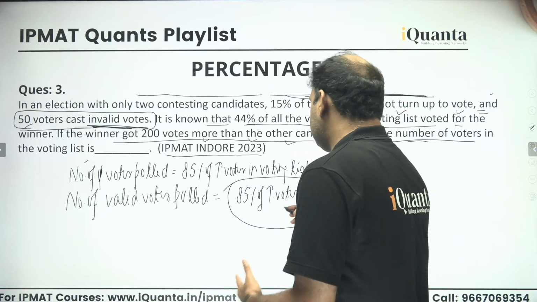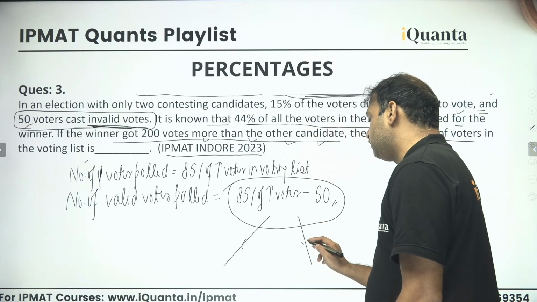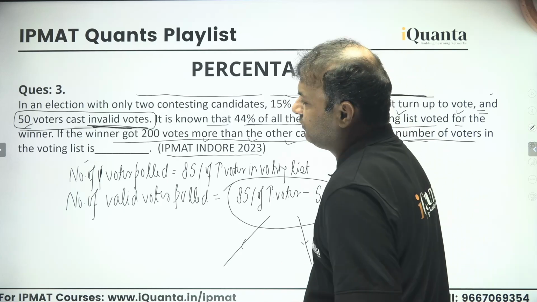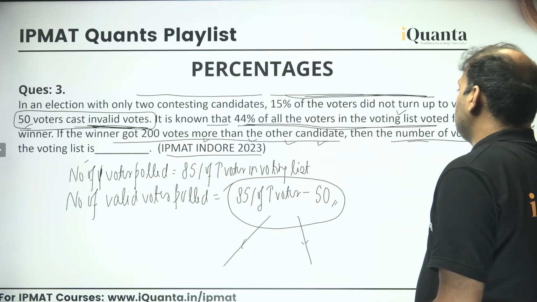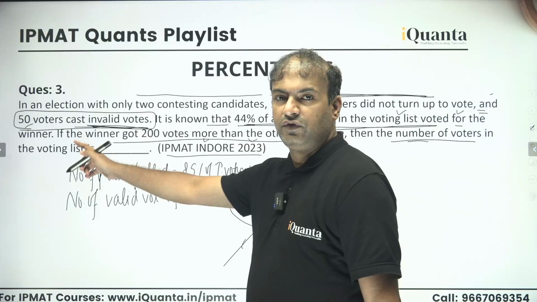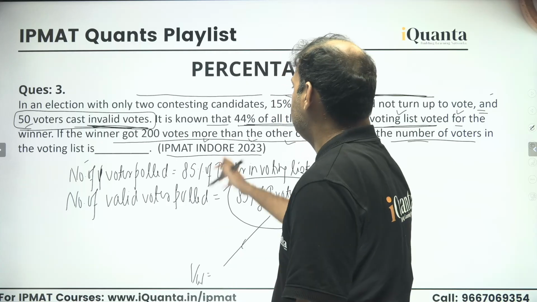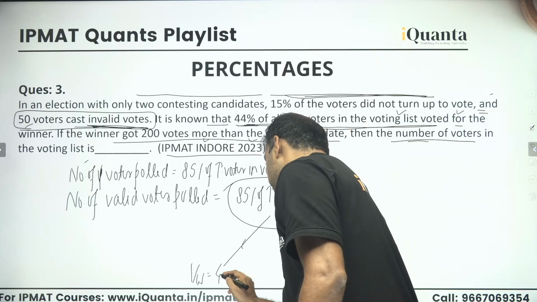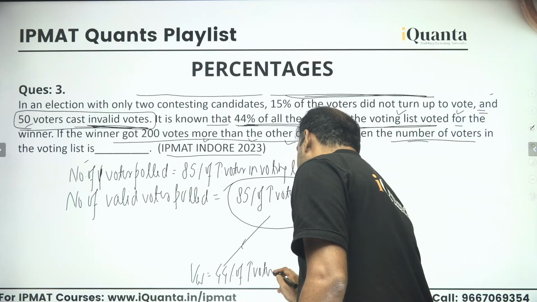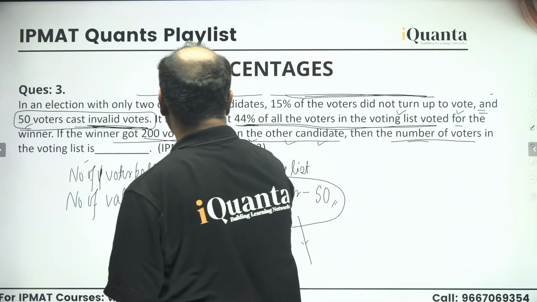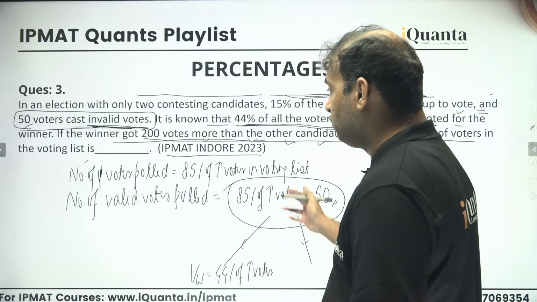Now, among these people, some have voted for the winner and some have voted for the loser. So guys, how many people have voted for the winner? For that we are given that 44% of all the voters in the voting list voted for the winner. So the votes the winner has got are equal to 44% of the total votes in the voting list, right? And we are given that the winner is winning by 200 votes. That simply means the loser must have got 200 votes less than the winner.